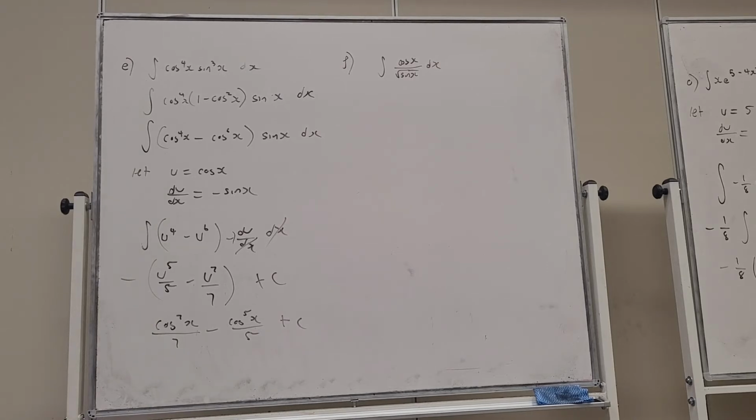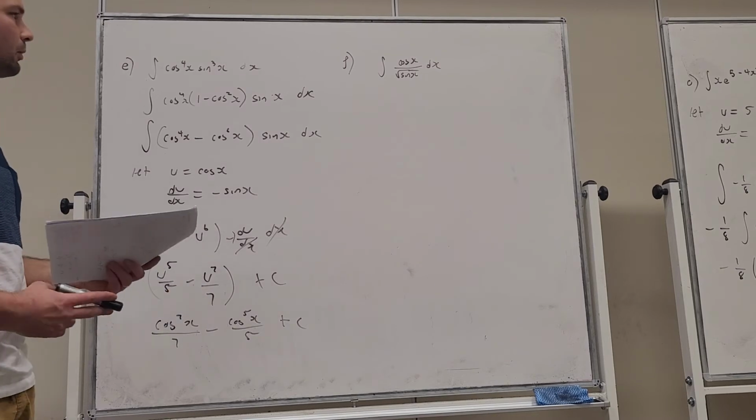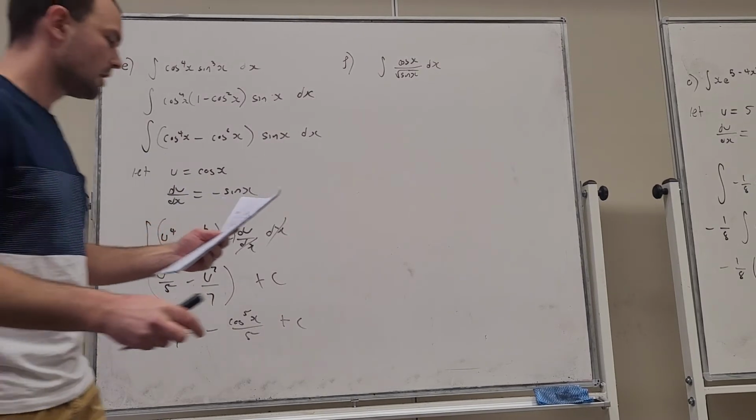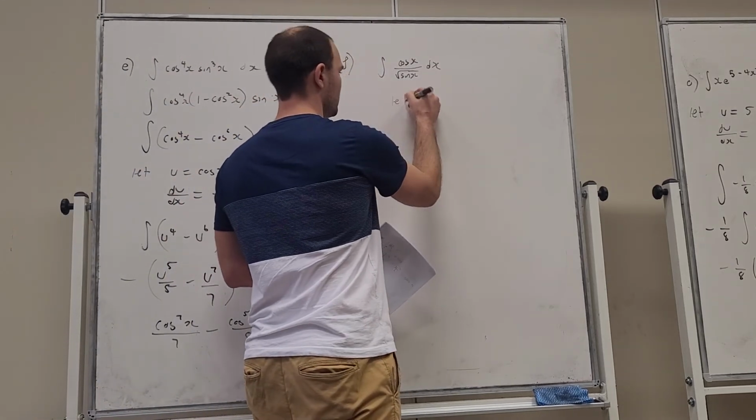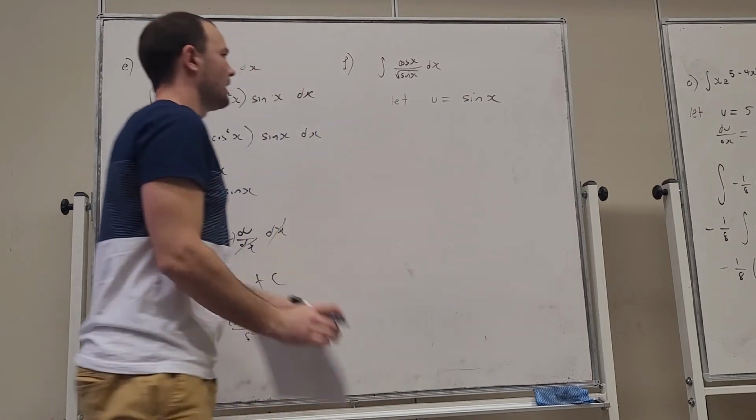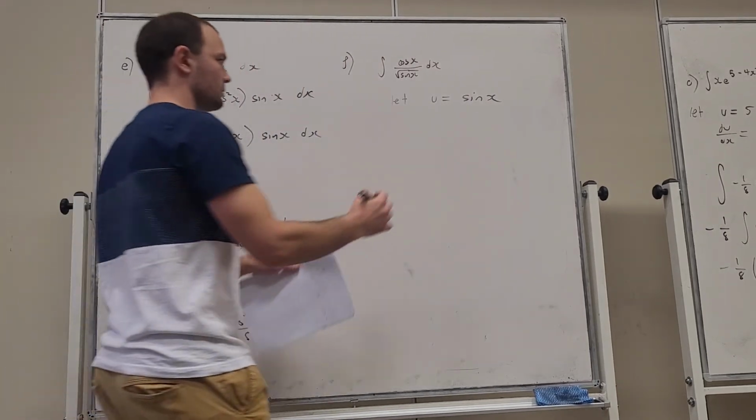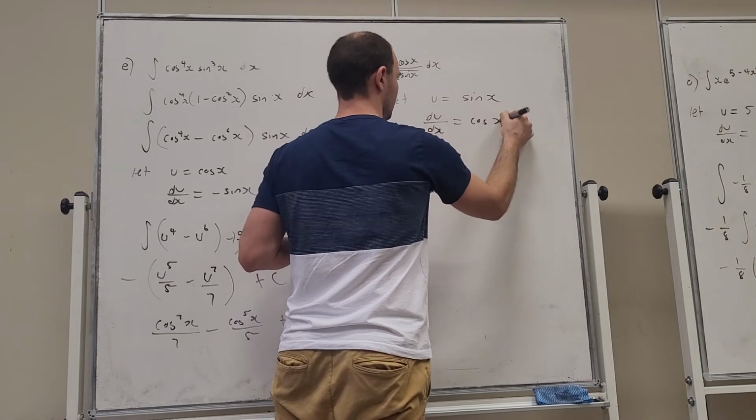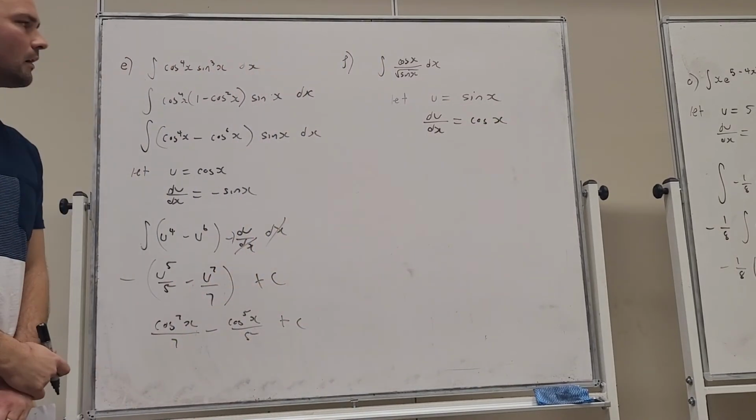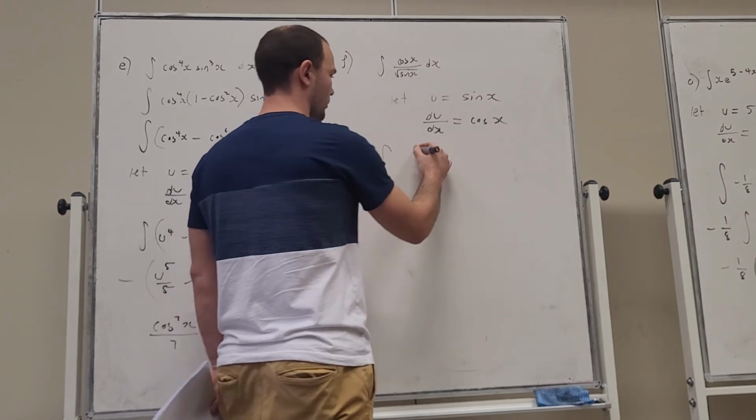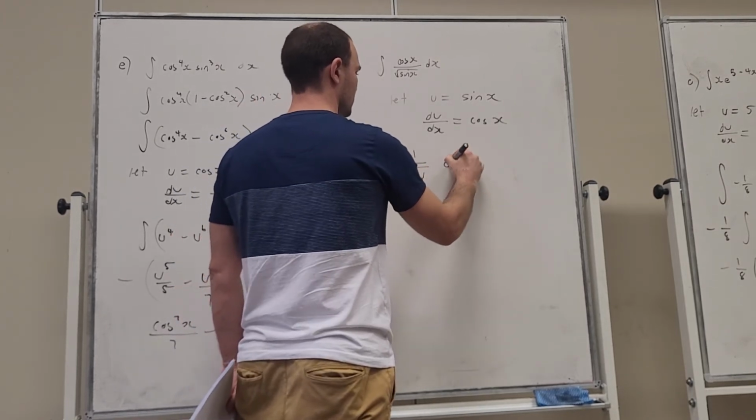Okay, last one. This is the last one, right? For you guys, I need to update my booklet. We've got cos of x times the square root of sine x. So what we're going to do is let u be sine of x, and now du on dx will be cos of x. So what we have is the integral of 1 on the square root of u du.